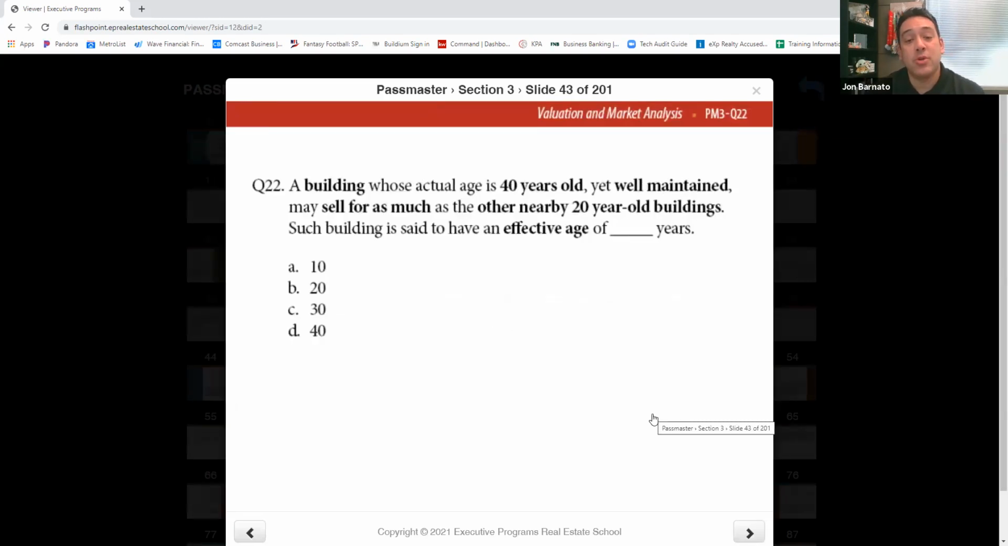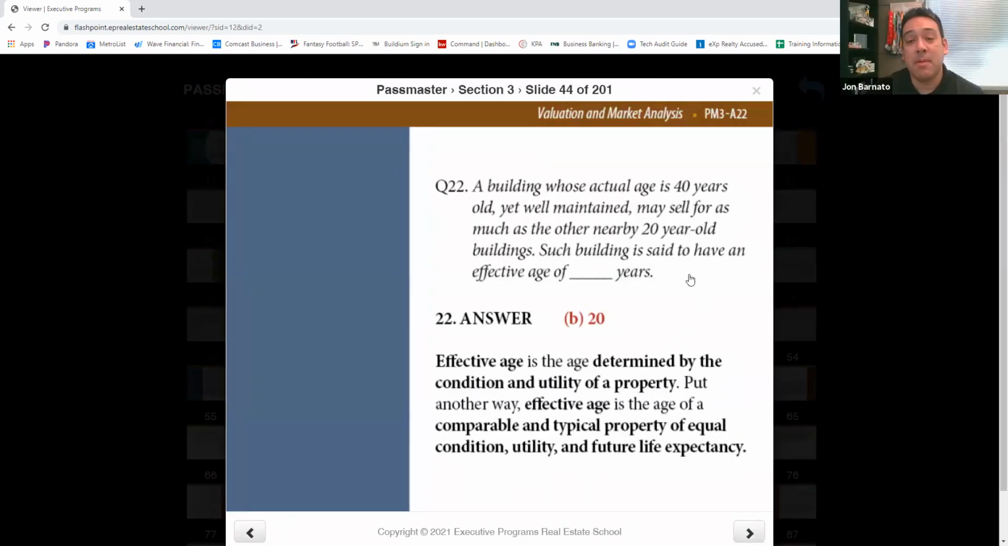A building whose actual age is 40 years old yet well maintained may sell for as much as the others nearby at 20-year-old buildings. Such buildings are said to have an effective age of C. 20 years. Correct.